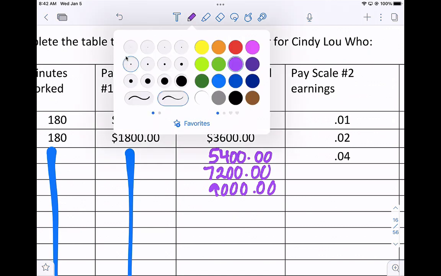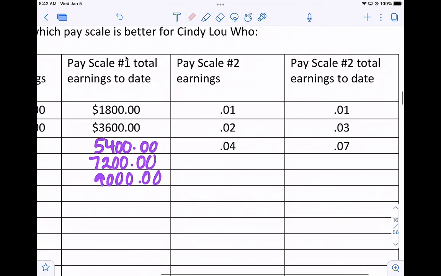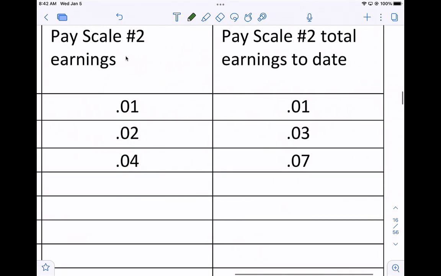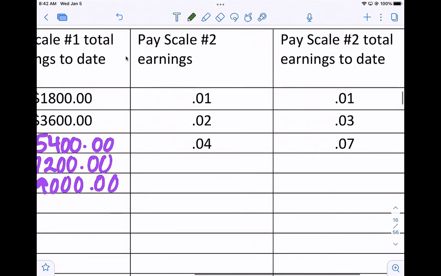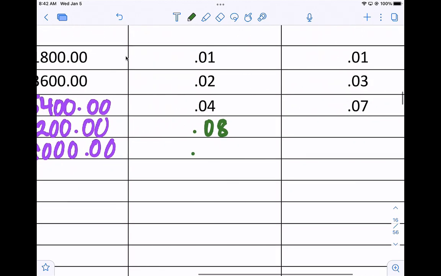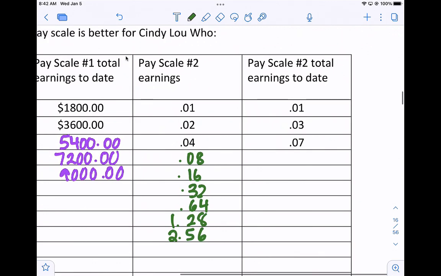Pay scale 2, we're taking our amount right here, and we're doubling it every day. So after the 3rd day, she's making 4 cents total. Well, 7 cents total because you add the earnings to date. But if we keep doubling this, on day 4, she'd earn 8 cents. On day 5, 16 cents. 32, 64, $1.28, $2.56, and that's just the amount per day.